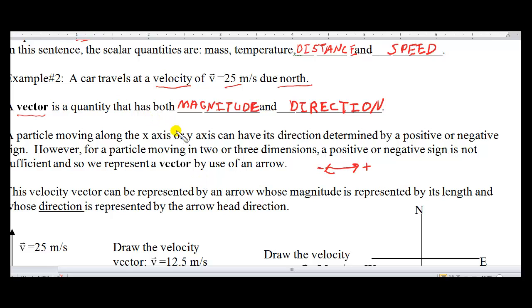However, for a particle moving in 2 or 3 dimensions, that is, suppose we have something moving at an angle like this, well, what is that? Is that going to be positive or negative? Well, it's not easy to identify the direction by using positive or negative, and so we're going to represent this vector by an arrow, and we're going to represent it in terms of an angle. So let's see how that works.